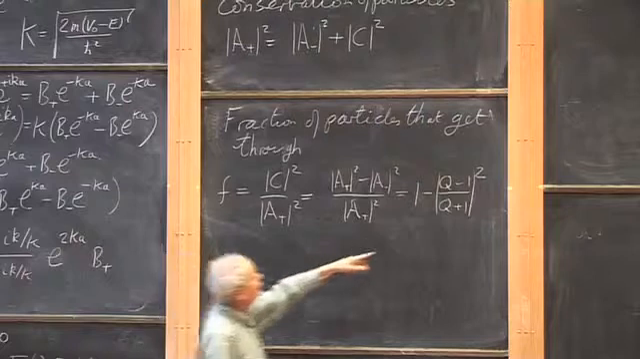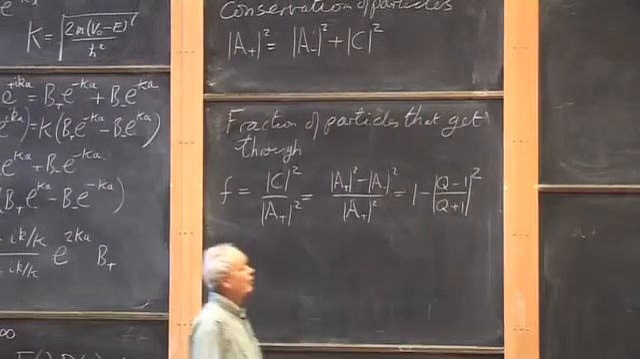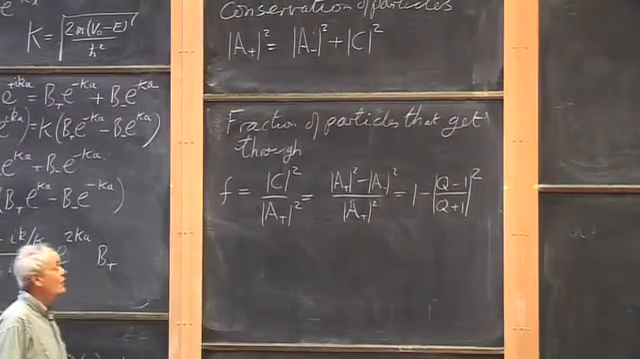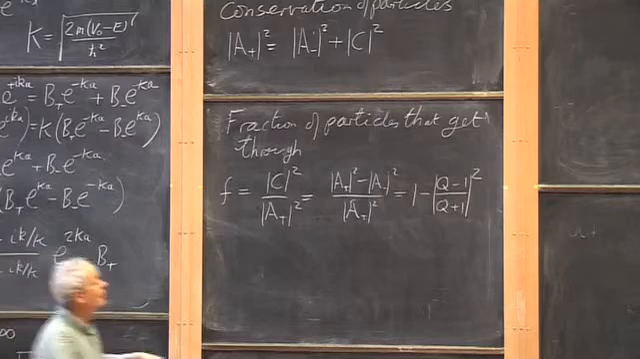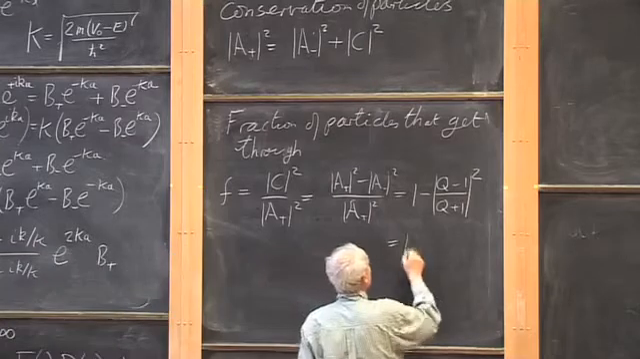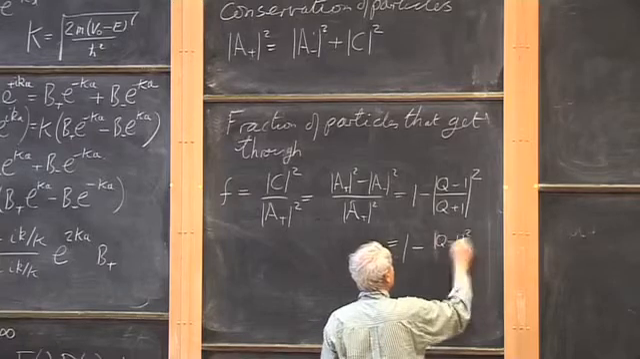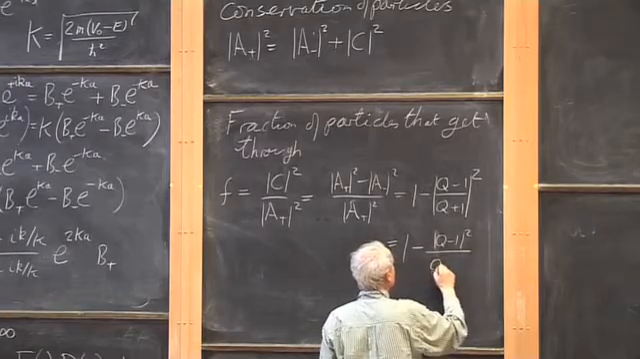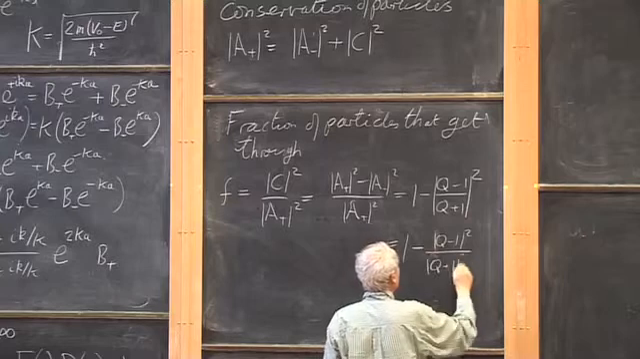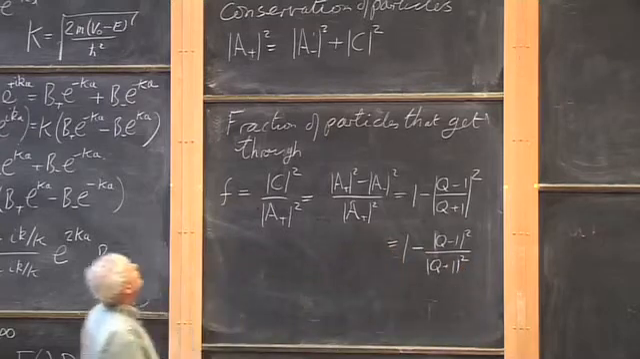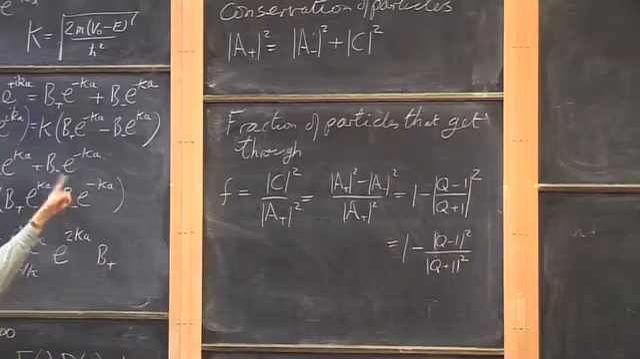Well, the mod square of this ratio is the ratio of the mod squares of the top and the bottom. So this can be written as 1 minus the mod square of q minus 1 over the mod square of q plus 1. So let's address ourselves to what these mod squares are.